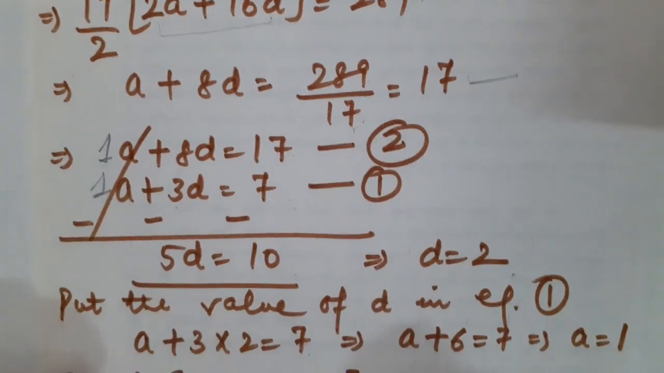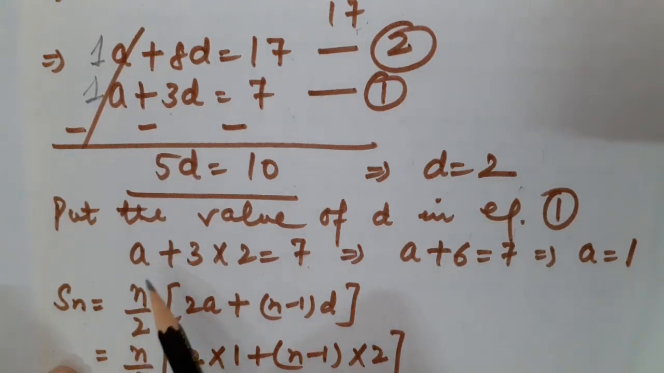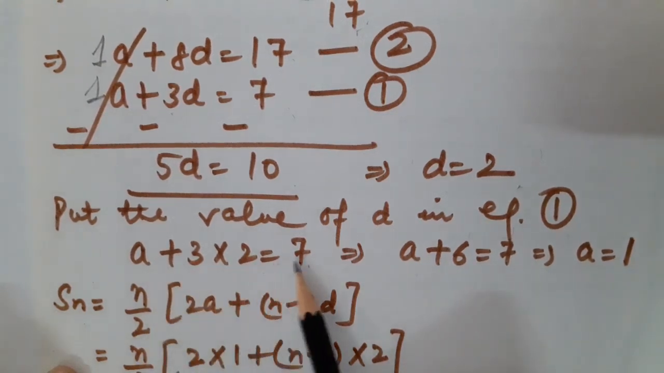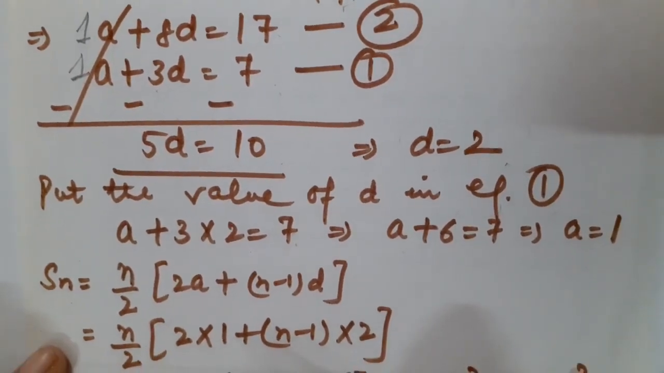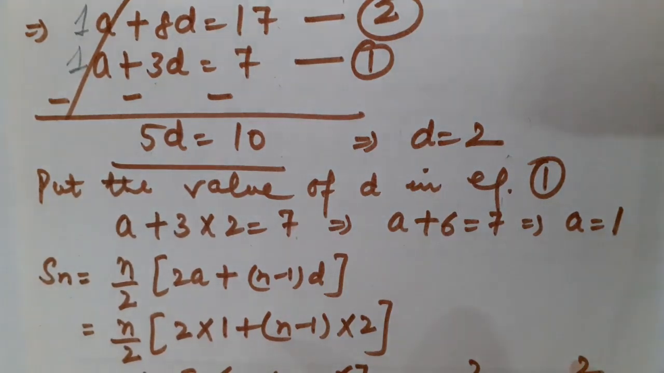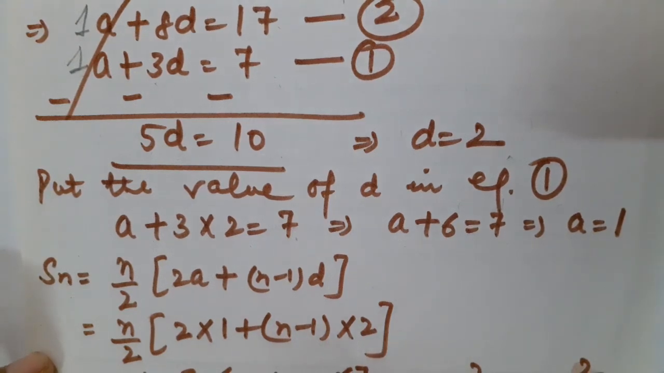Put the value of d in equation number 1. That is a plus 3 into 2 is equal to 7. A plus 6 is equal to 7. So what is a? a is equal to 1. Children, now we have calculated a as well as d. Fine. We are asked to find out the sum of first n terms.